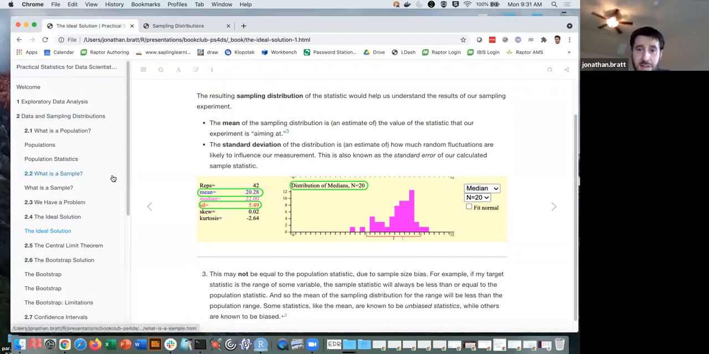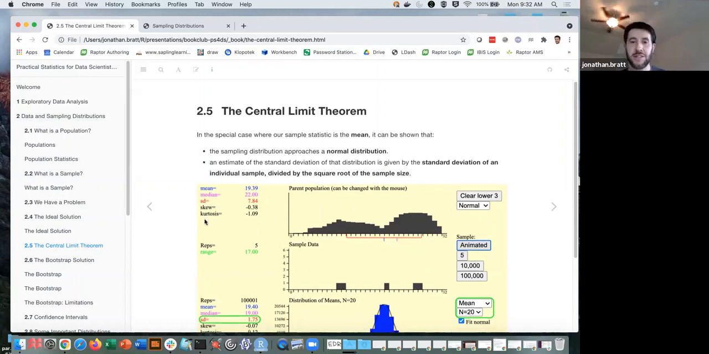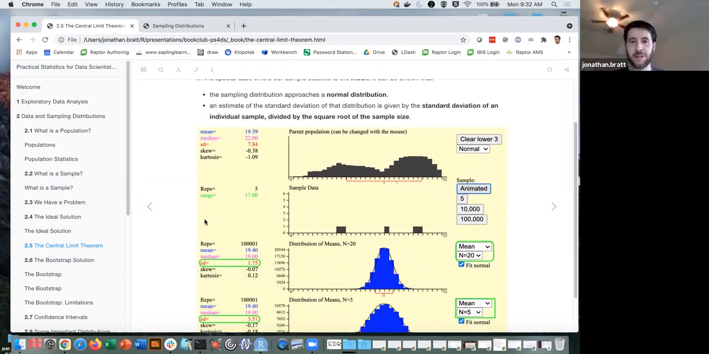Okay, so the process we've just described is conceptually what we want to do to understand the limitations of sampling. As an aside, the central limit theorem, which the book talks about a bit, though it says it's not that important for you guys: in the special case where the statistic we care about is the mean, it can be shown that the sampling distribution of the mean approaches a normal distribution.